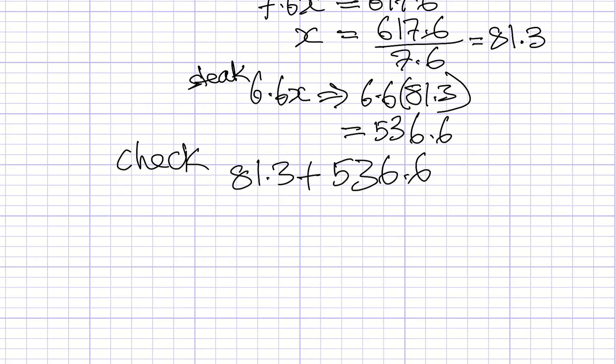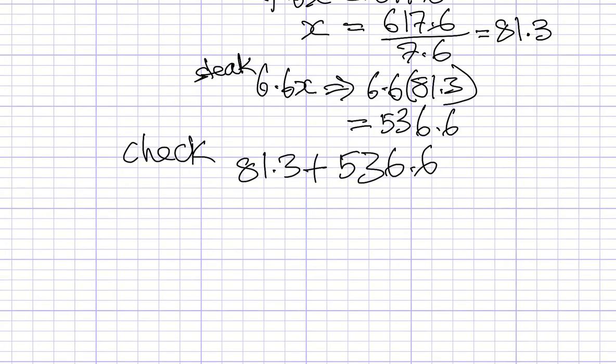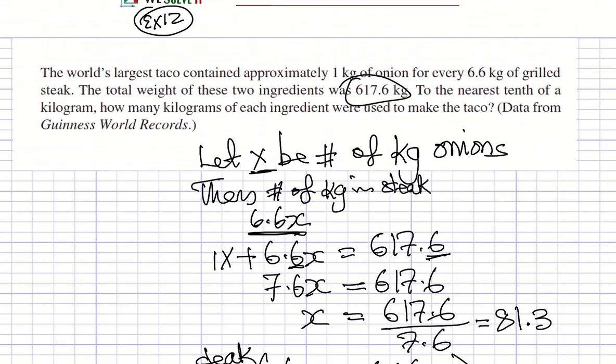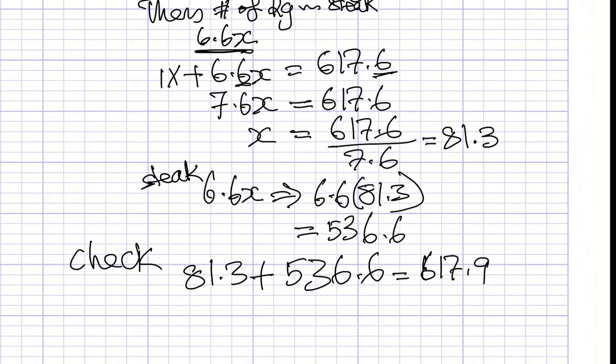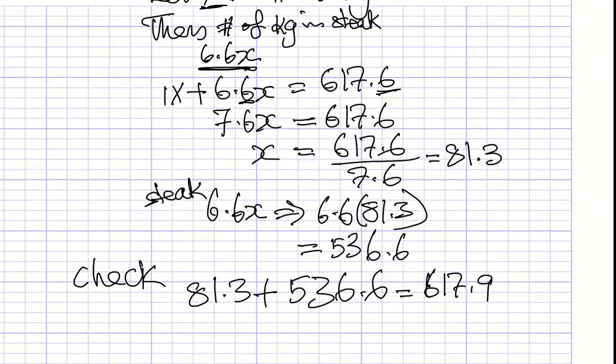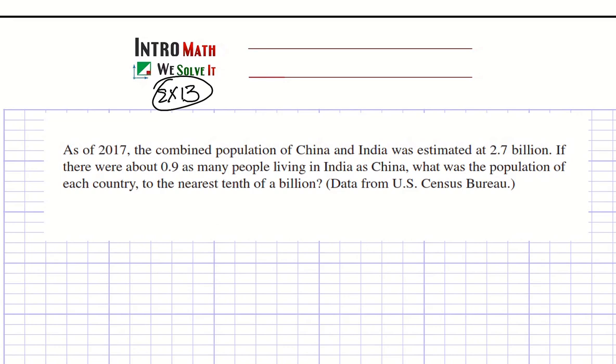Just give me a minute. You add those two, 81.3 plus 536.6, right? Add those, you get 617.9. Our calculation is a little bit over, but it's close. So we'll leave it there. When you're working with fractions, something's gotta give. But anyway, we'll leave it there. We'll go to the next one.